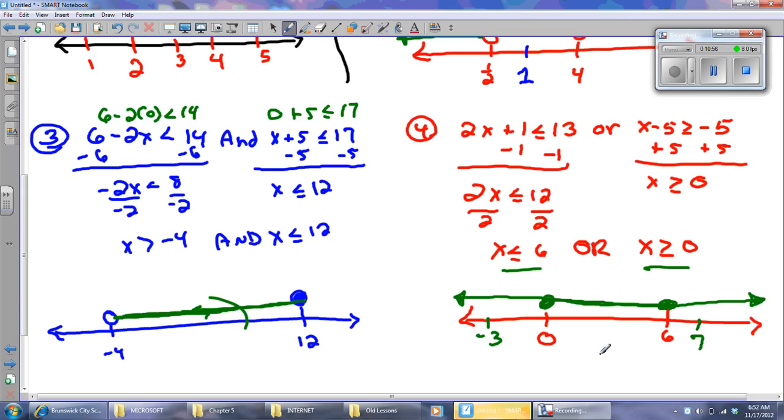It looks like it's the entire number line to me, which means this one is all real numbers. Any number you want for x satisfies both parts, or at least one part, of the inequalities. And remember, in an or, I only need one part to be true.